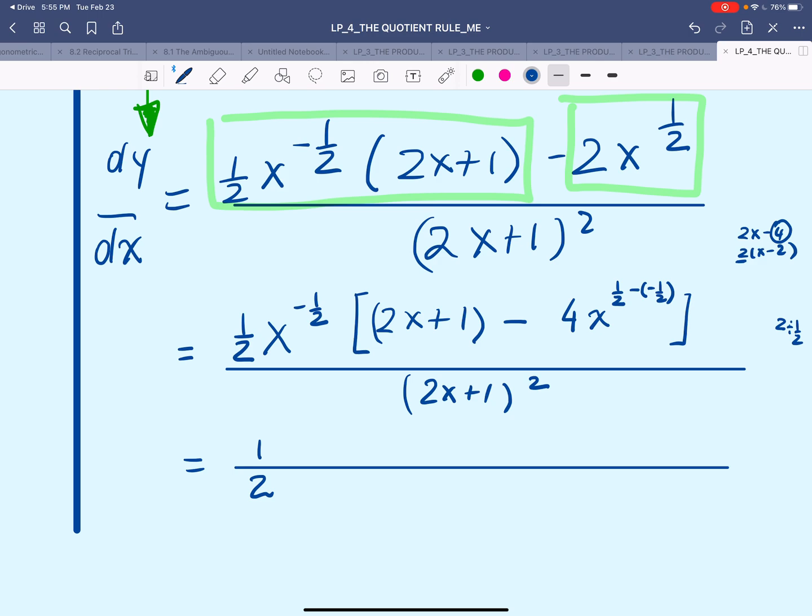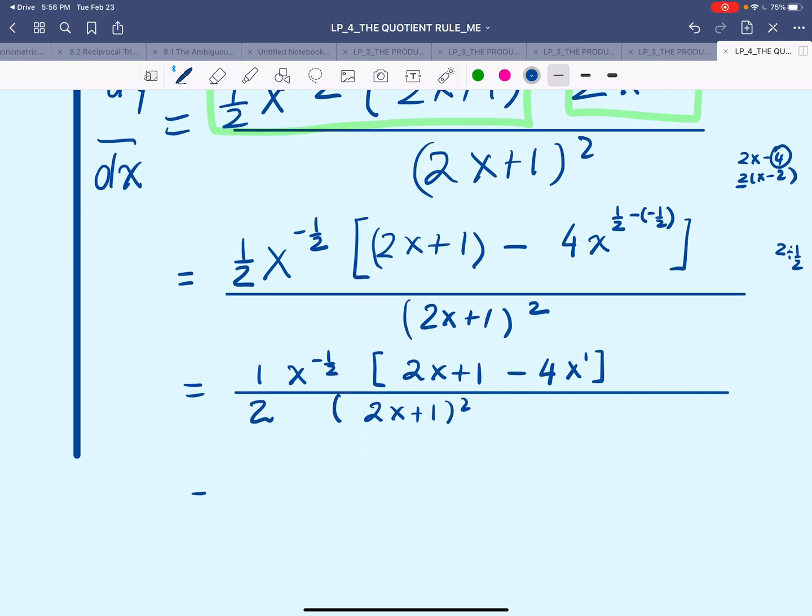Now the x in here is to the power of negative half. Inside brackets we have 2x plus 1 minus 4. Now think of 1 over 2 minus negative 1 over 2. That becomes the power of 1. And obviously we still have 2x plus 1 to the power of 2 here. And further to this, we're going to say that we have 2x plus 1 squared here still.